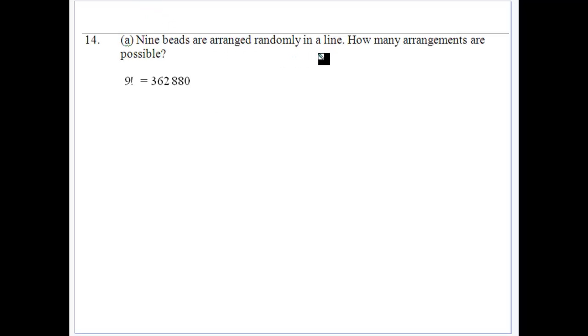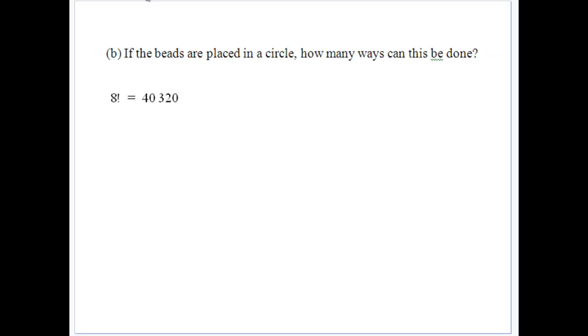Now, this time we've got 9 beads. So this one is a little bit harder again. Imagine 9 beads arranged randomly in a line. Well, how many ways can that happen? Well, they can be arranged 9 factorial ways. Now, if those beads are placed in a circle, how can this be done? Well, if that's going to be placed in a circle, we know that 1 has to be put in to establish a beginning, and then the rest go around in a circle, so it'd be 8 factorial ways that can be done.